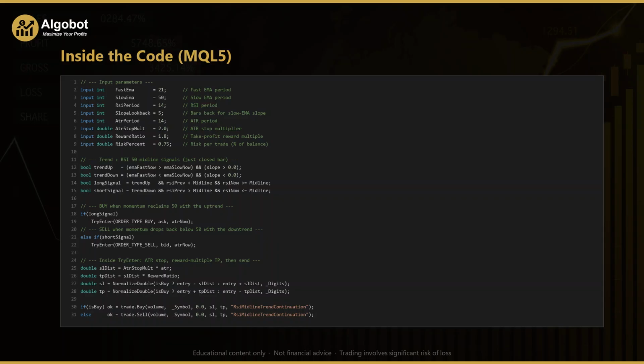When the long signal is true, the code calls trienter with an order type of buy at the ask price. When the short signal is true, it calls trienter with a sell at the bid. Inside trienter, the stop distance is the ATR multiplied by the stop multiplier, and the target distance is that stop distance multiplied by the reward ratio. The stop and take profit are then normalized, and finally a buy or sell call sends the order to the market with those levels attached. That's the entire decision, both sides, in a handful of lines.